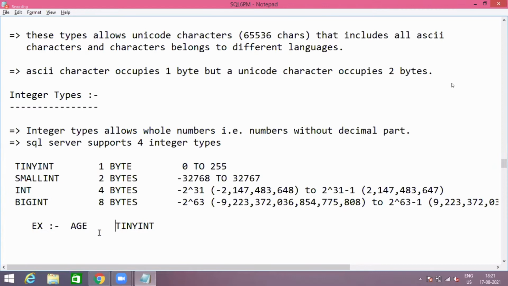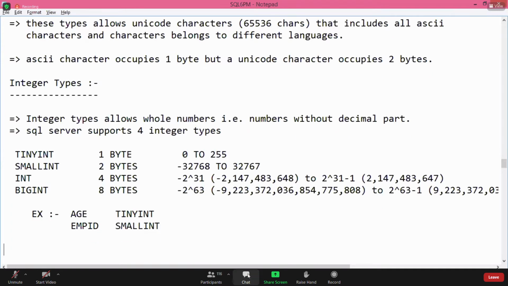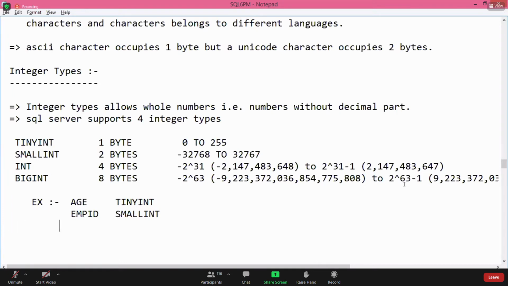Next one. In a database, I want to store, for example, an employee ID, but these IDs can be around 10,000, maybe thousands. So the ID starts from something small. Okay? So then I use what? Suppose small integer. I use small integer.